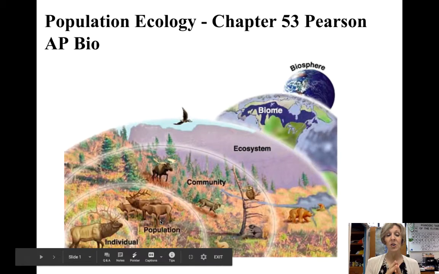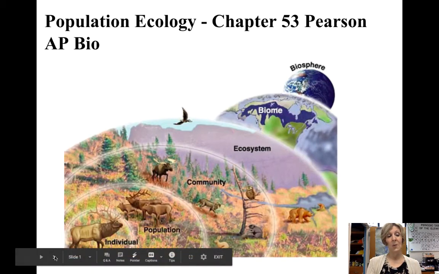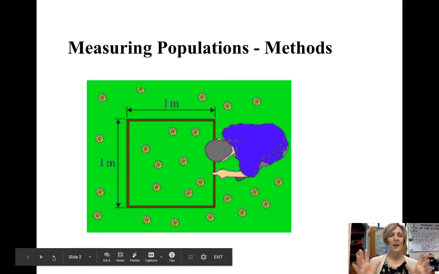A population is a group of organisms that are all in the same species, all living together in the same area, and that can interbreed and produce fertile offspring. So that's where we are in the big picture.